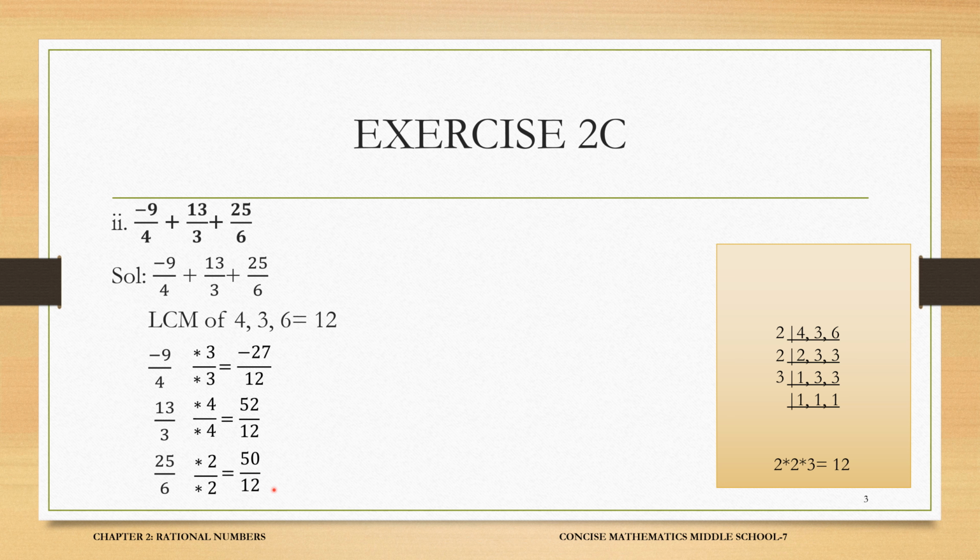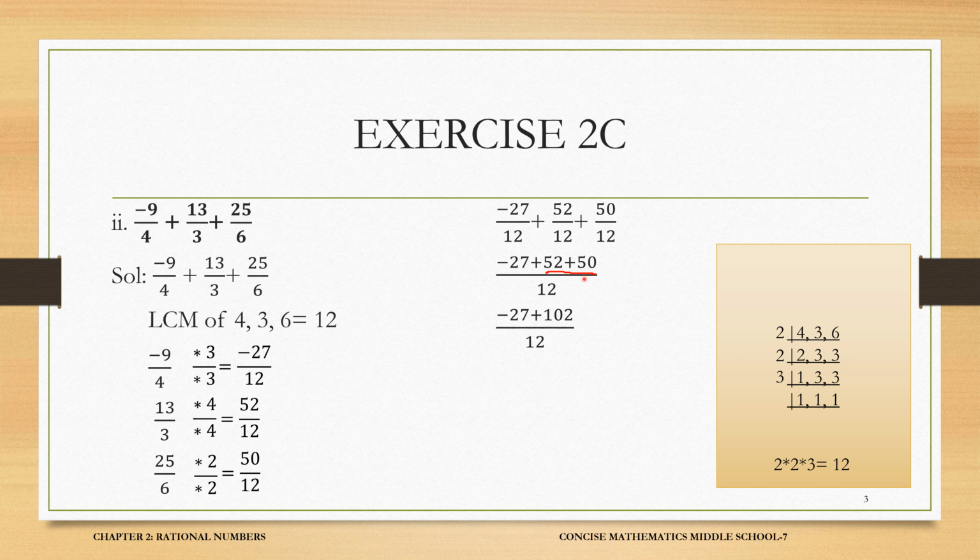Now just have a look at these three rational numbers. The denominators are equal, so you can just add them directly. Just put minus 27 plus 52 plus 50. Just write down this 27 as it is, and here both are having a plus sign, right? So it's very easy, you can just put a plus sign directly and add it.